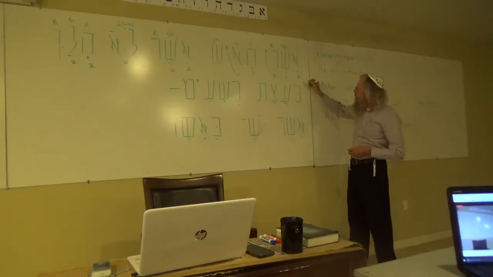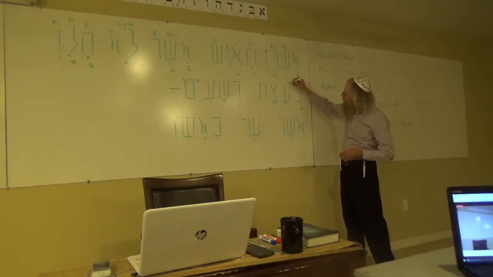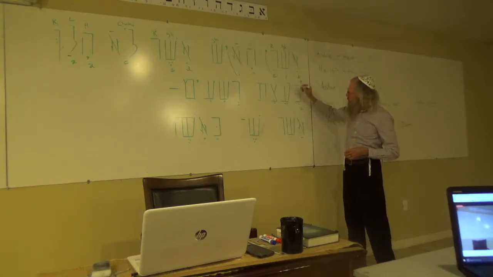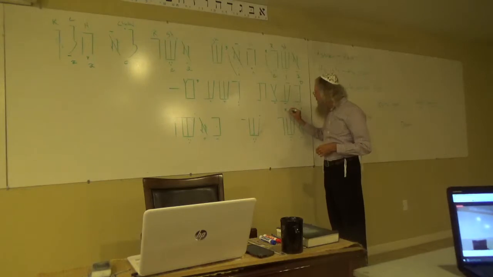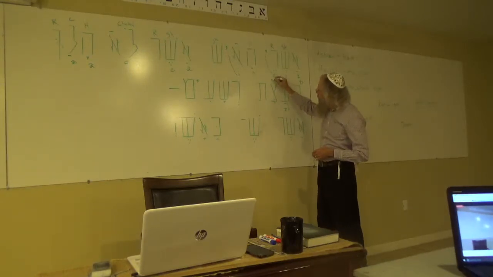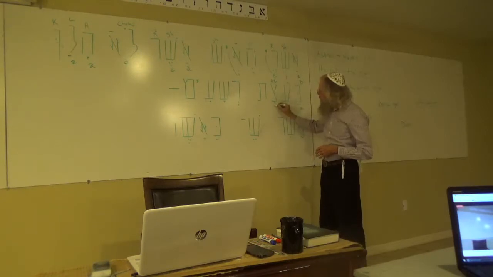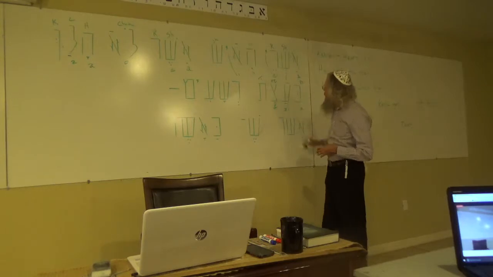Give it to me. Letter? A. And then it's no sound. Letter? Ayin. And the A is clipped short. And then the Tsadi. And then the A. That's what I was missing. And then the top. Very good.